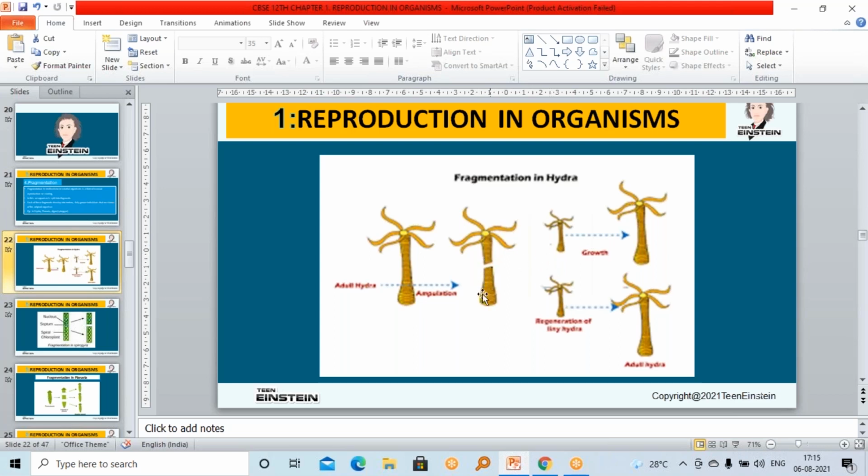First is fragmentation in Hydra. In this picture, you can see this is the adult Hydra. Okay, you can see the adult Hydra here. Then it becomes fragments. That adult Hydra is forming fragments.